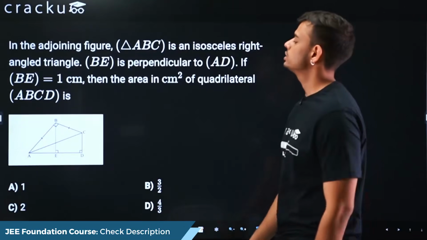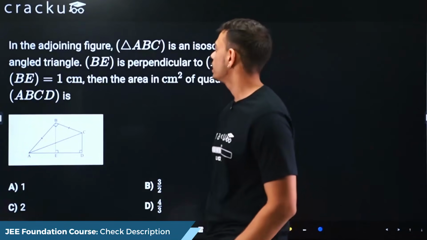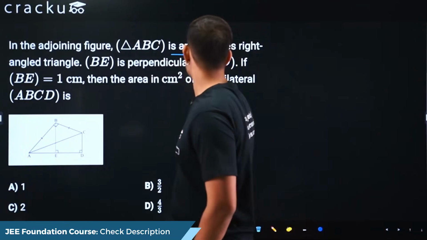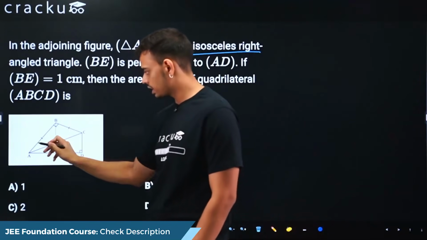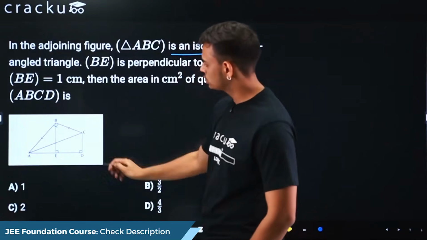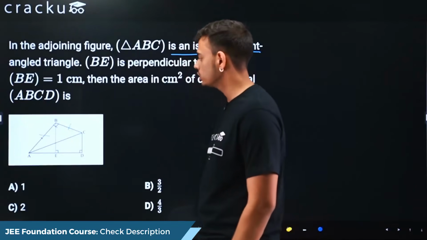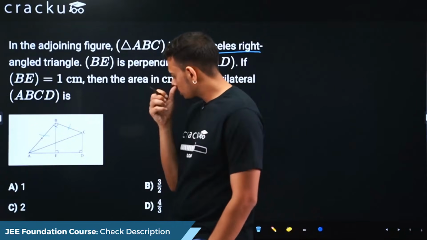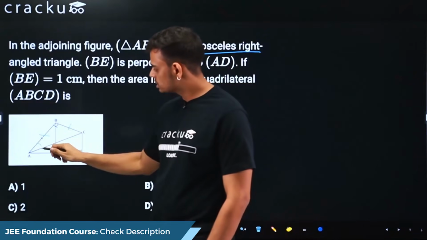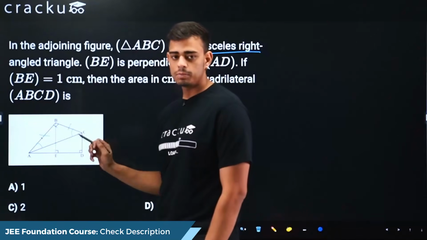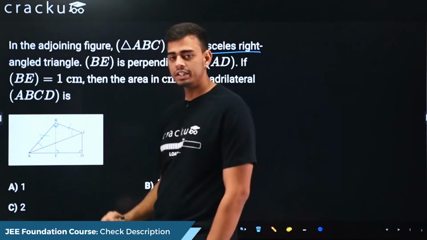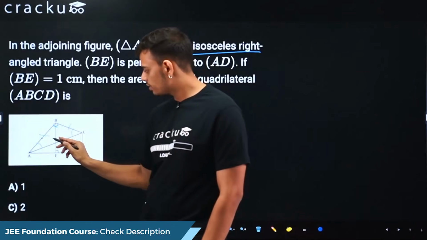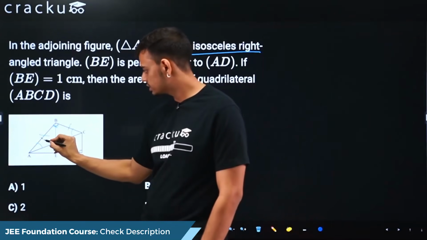Okay. So in this question, we are given that ABC is an isosceles right angle triangle. So these two sides will be equal, BC and AB given to us. If these two sides are equal, then these two angles will be equal. And the sum of these two angles is 180 minus 90, that is 90 degree. So each of these angles will come out to be 45 degrees.